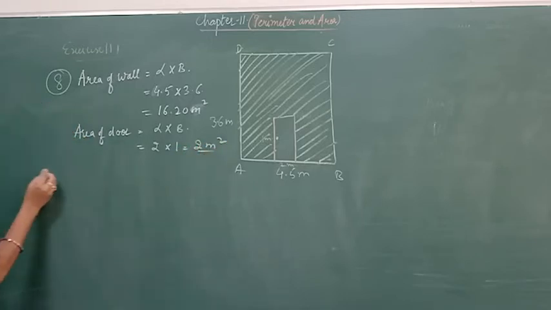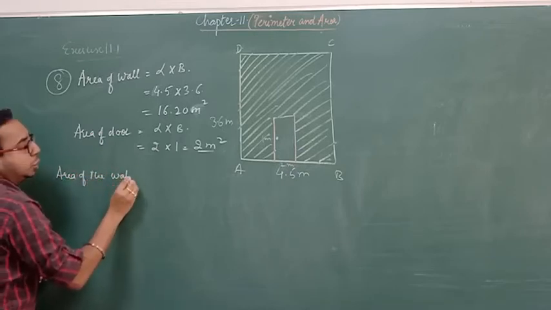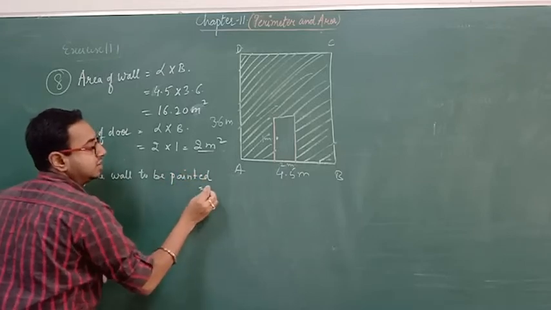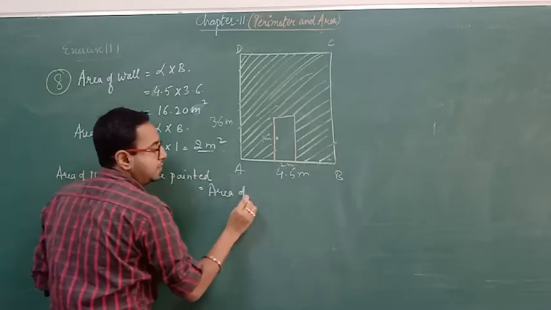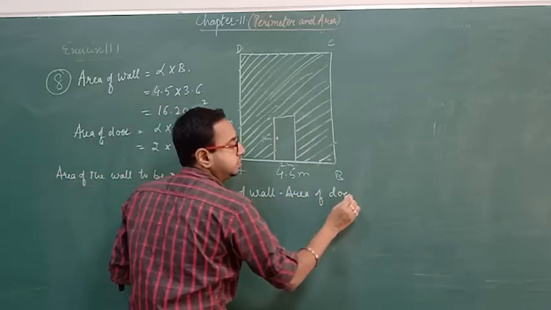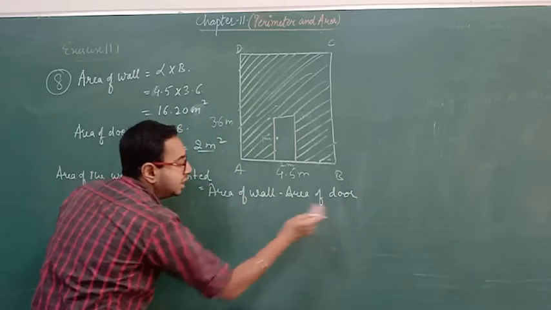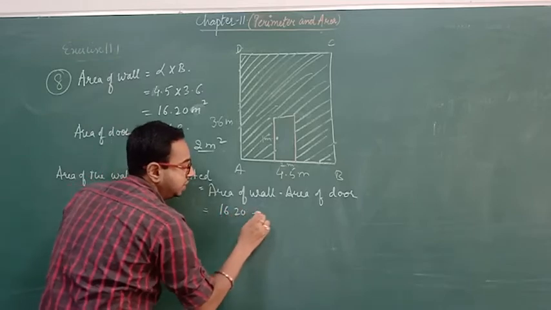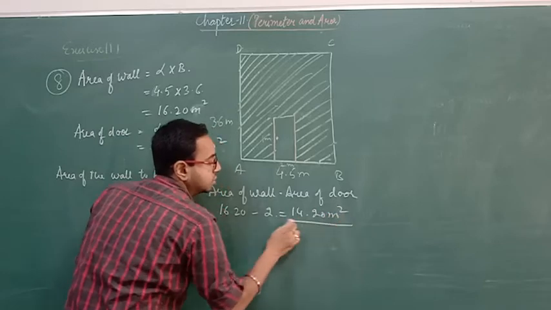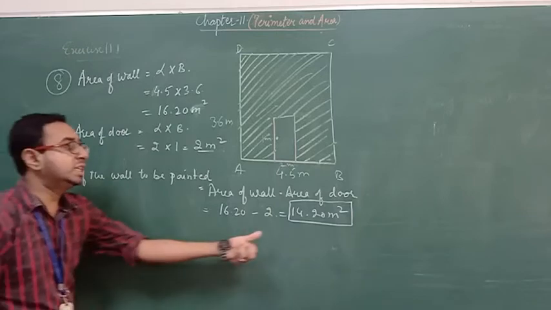Now, understand the line which I am going to write. Area of the wall to be painted is equal to area of wall, the complete wall, minus area of door. This is what we have to do. The area of wall to be painted is area of wall minus area of door, that is 16.20 minus 2, that is 14.20 meters square. It means this much area of the wall needs to be painted.